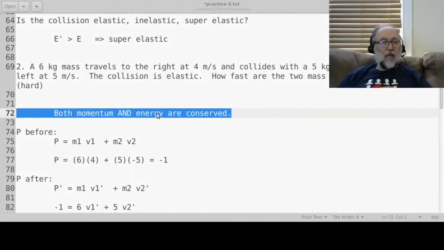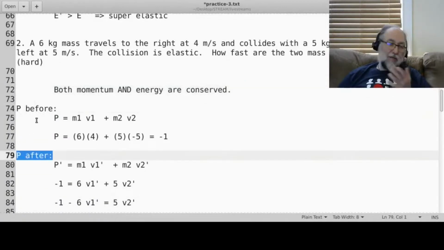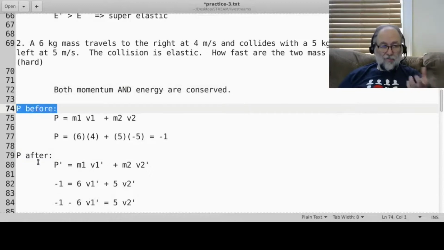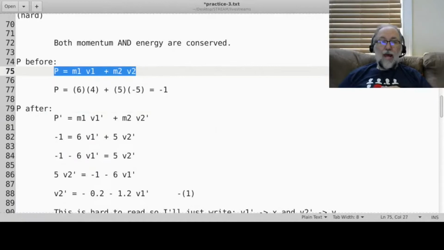So here's the first point I just stated. Both momentum and energy are conserved. Let's look at momentum first because momentum is the easier of the two. When you do momentum, you've got momentum before and momentum after, an expression for each. The momentum before is given by that expression.